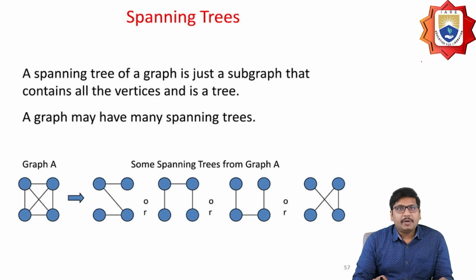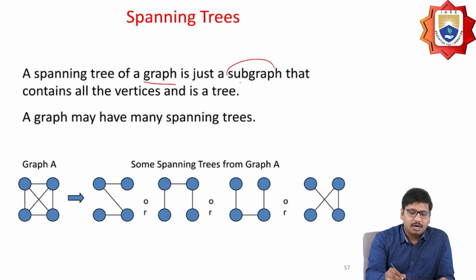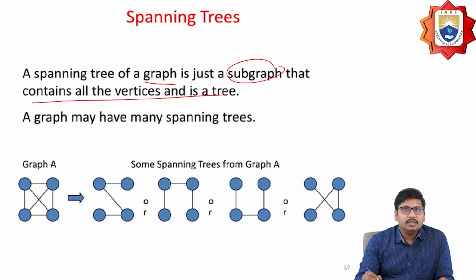So what is a minimum spanning tree? A spanning tree of a graph is just a subgraph that contains all the vertices, and it is a tree. A graph may have many spanning trees.